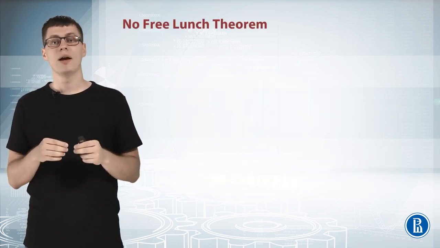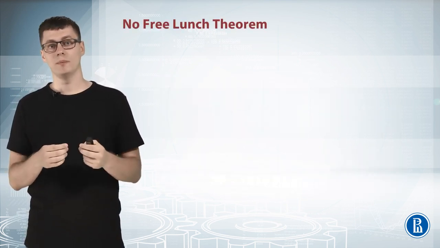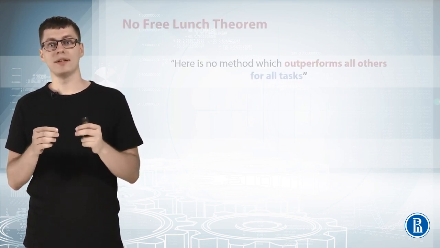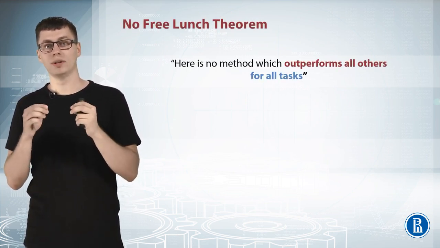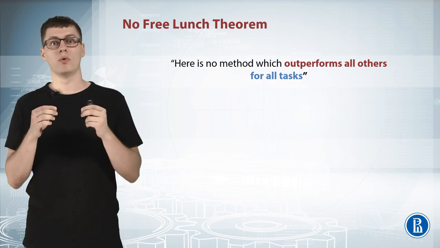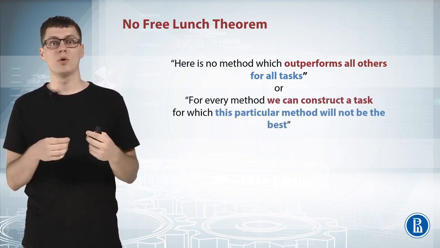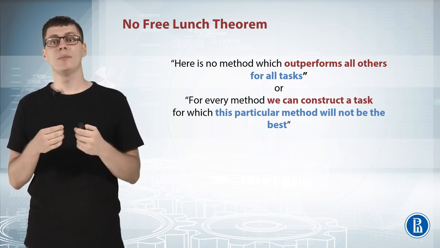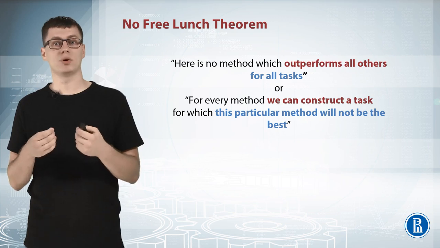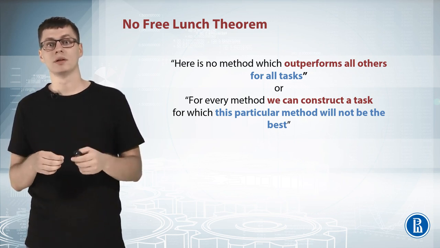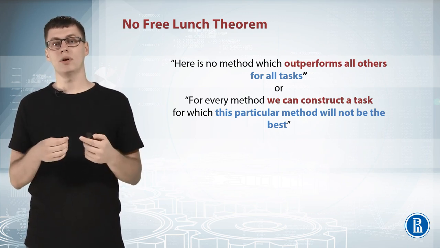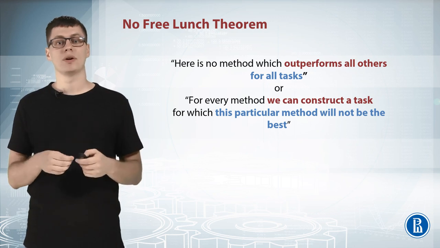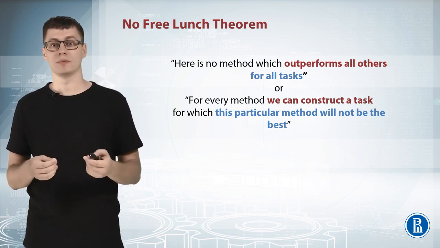After this brief recap, I want to say a few words about the no free lunch theorem. Basically, the no free lunch theorem states that there is no method which outperforms all others on all tasks. Or, in other words, for every method we can construct a task for which this particular method will not be the best. The reason for that is that every method relies on some assumptions about data or task. If these assumptions fail, the method will perform poorly. For us, this means that we cannot win every competition with just a single algorithm. So we need to have a variety of tools based on different assumptions.